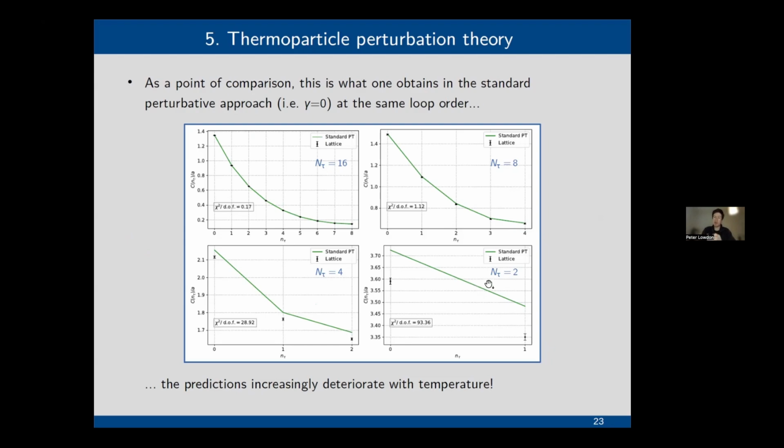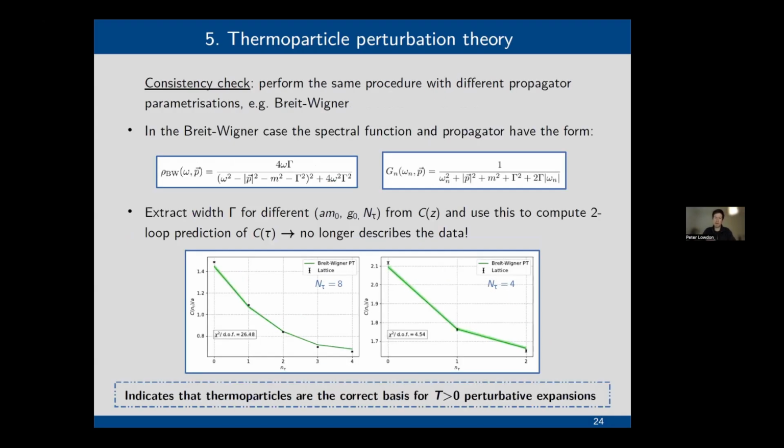Now the question is, okay, how non-trivial is that? And what we tested, so I'll just mention this very quickly, is we tried a different parameterization for the propagator that also has a width, so it's broadened. So this is a Breit-Wigner. This is not a thermoparticle which has a threshold below and then is non-vanishing above. This has a peak all the way down to 0 energy.